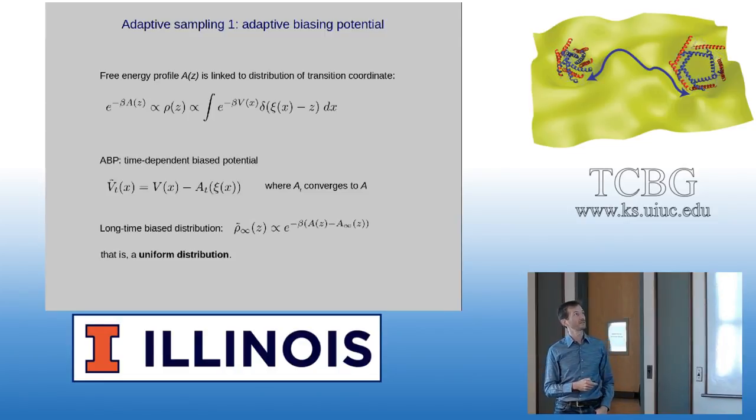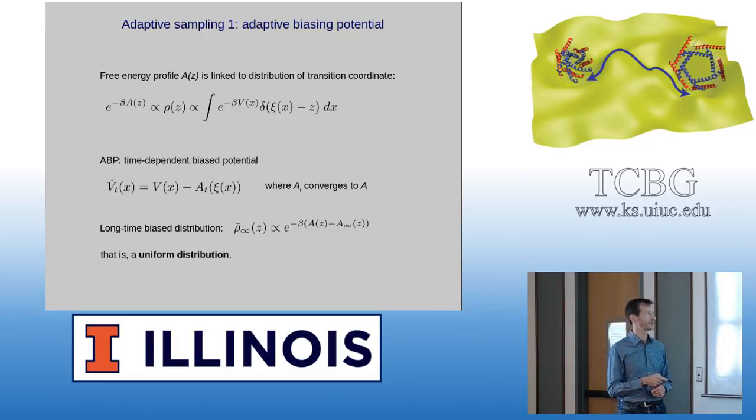One broad category of method would be adaptive biasing potential methods. So you want a biasing potential, so your energy profile here is, okay, it's just recalling what we've seen before. You want a biasing potential, and you want it to be as close as possible to canceling the free energy. You don't know the free energy, so you do a time-dependent bias that somehow has your estimate. At is like my estimate of the free energy at time t.